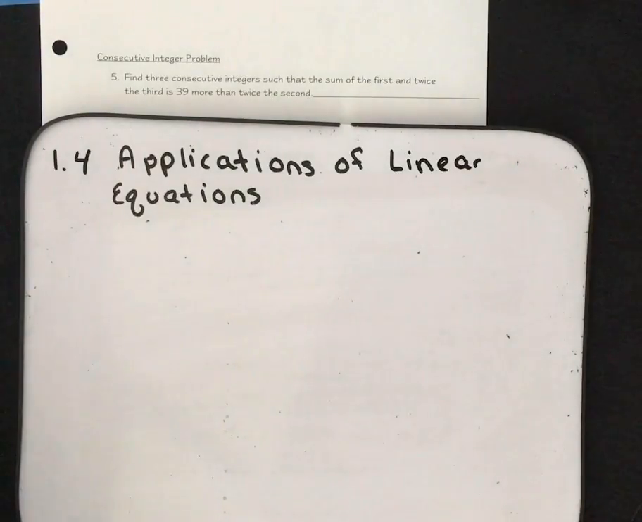Our last question says, find 3 consecutive integers such that the sum of the first and twice the third is 39 more than twice the second. So let's dissect this for a second. It says find 3 consecutive integers. Consecutive means in a row, like 1, 2, 3, or 6, 7, 8, such that the sum, so sum means addition, of the first and twice the third is 39 more than twice the second.